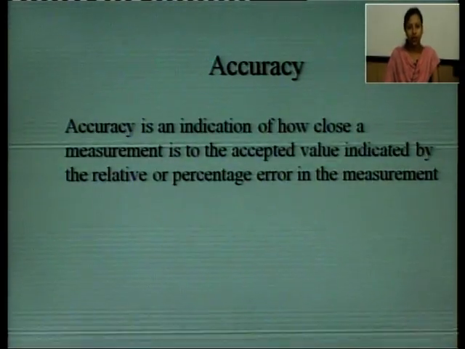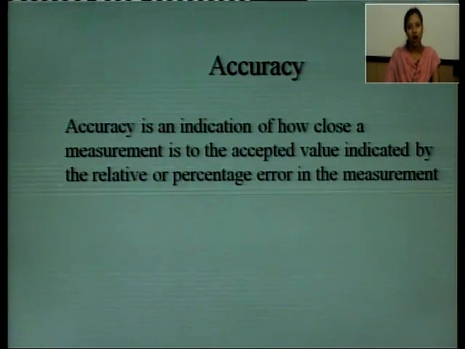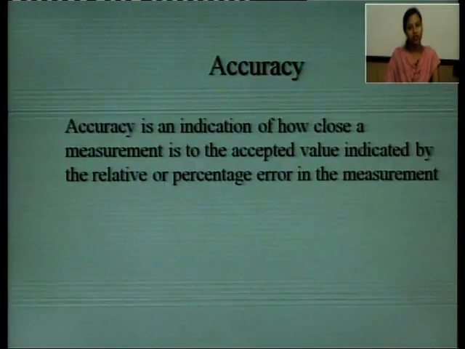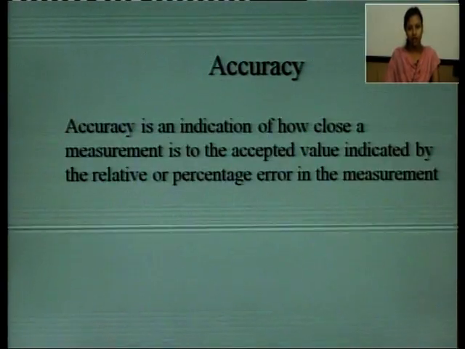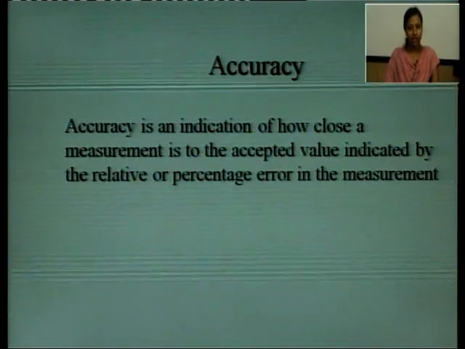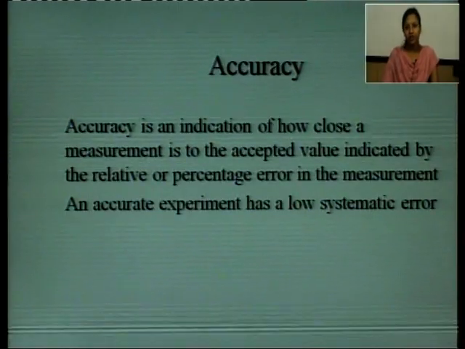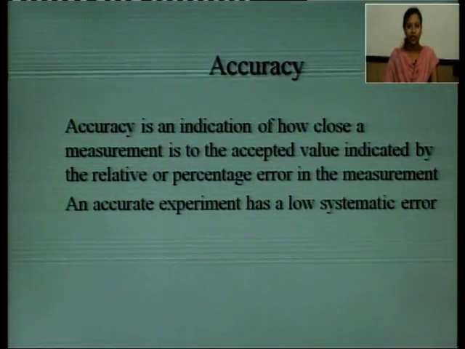So the next one is accuracy. Accuracy is an indication of how close a measurement is to the accepted value, indicated by a relative or percentage error in the measurement. An accurate experiment has low systematic error.